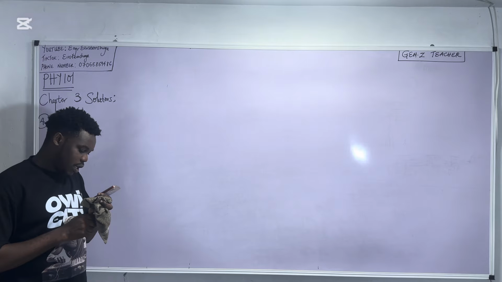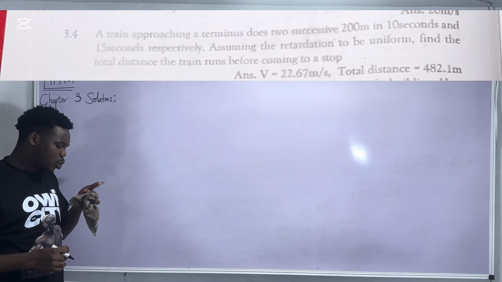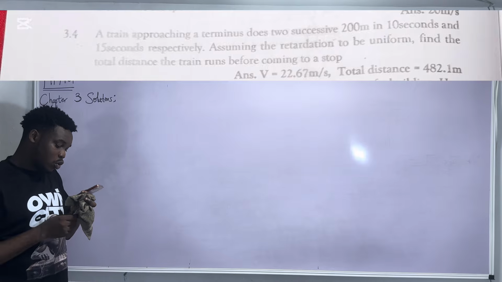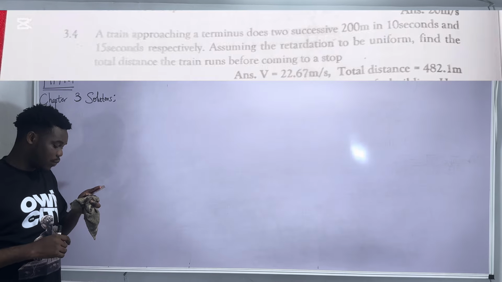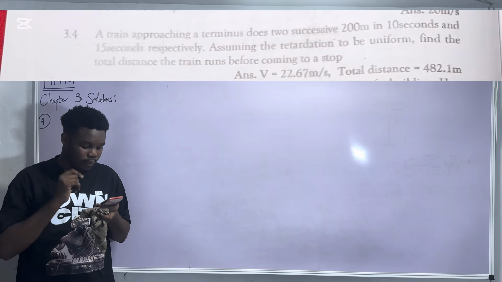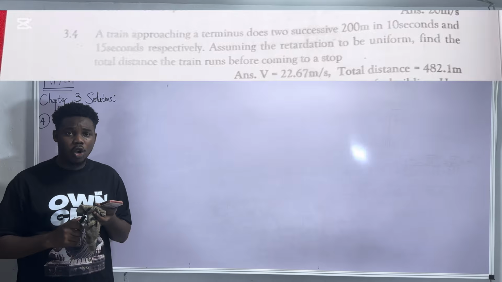Number 4, as shown on the screen, it says a train approaching a terminus does 2 successive motions, 200 meters in 10 seconds and 15 seconds respectively. Assuming the retardation to be uniform, find the total distance the train runs before coming to rest.